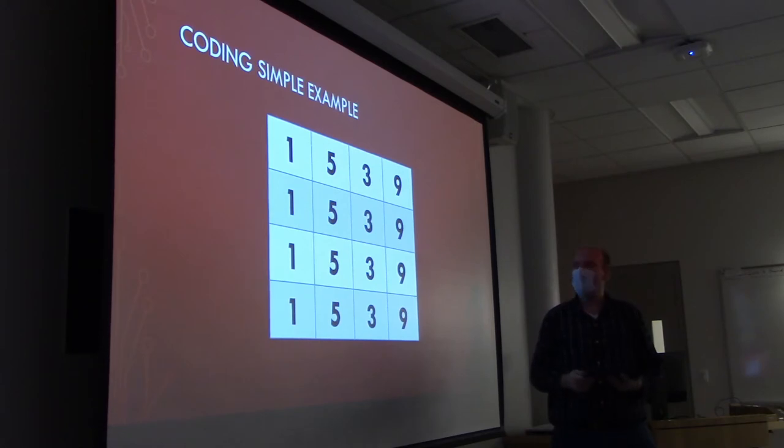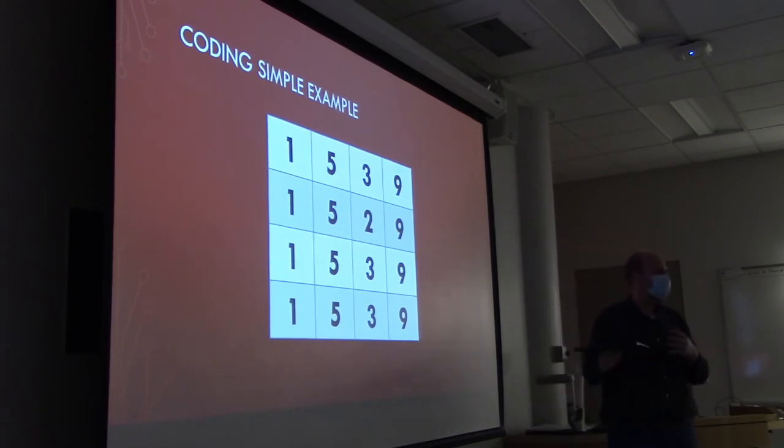Okay, so what about now? What number did I send you? Well, I sent 1539, 1529, 1539, 1539. You would probably say, yeah, you're trying to send me 1539. But what happened is there was a bit that got flipped. So just from a very top-level view, you can see how sending extra information can be used by you, the receiver, to figure out what went wrong.